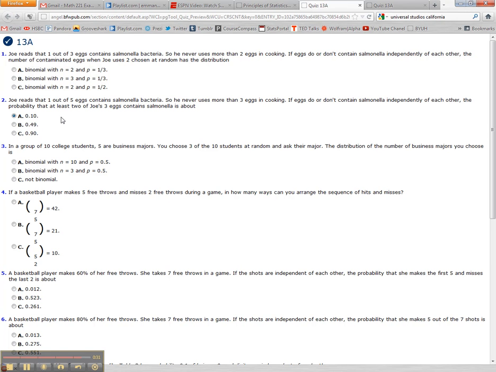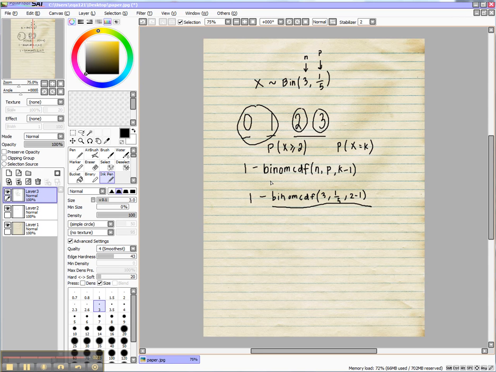And let's go back to the question. So your answer is A. That is the probability that at least 2 of Joe's 3 eggs contain Salmonella. This is really, really straightforward once you are familiar with the formulas for figuring out precisely the probability of one number, or the probability of something greater than or equal to, or less than or equal to, or less than or greater than that. You should know all these formulas. You should have been taught that in the lectures.